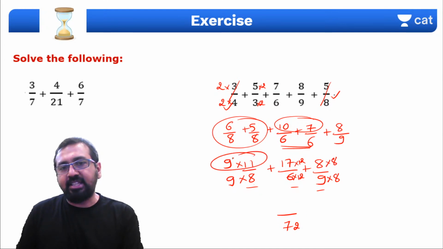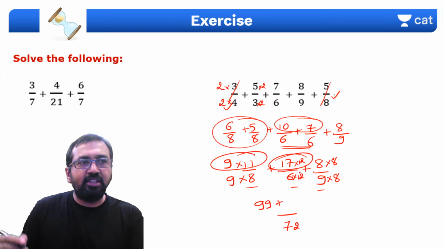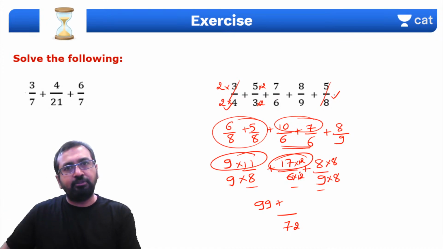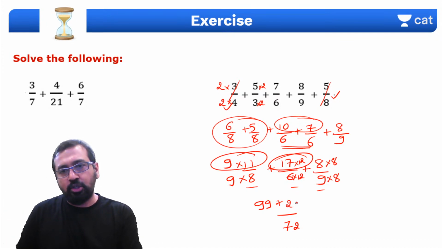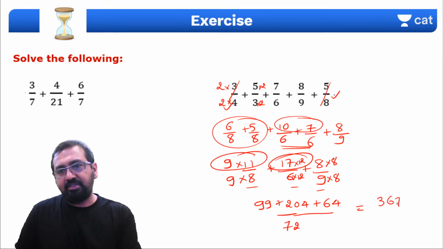Now if you just add them, 99 plus 17 into 12. Now see, when it comes to 17 into 12, 17 tens are 170 plus 17 twos are 34, 170 plus 34, it's 204. So write 204 plus 8 8s are 64. So if you solve this thing, you will get something like 3. What will we get, guys? 367. Yes or no?